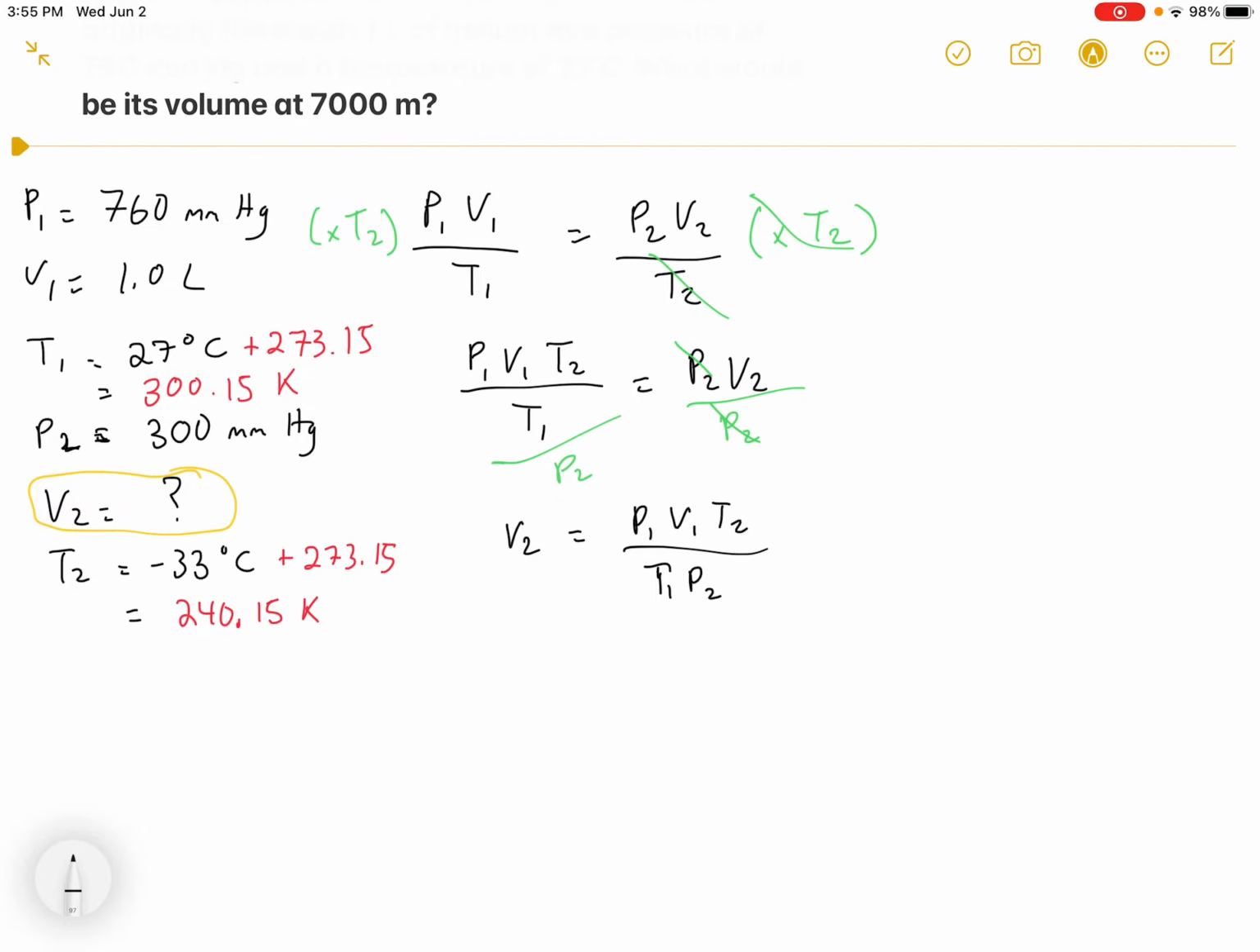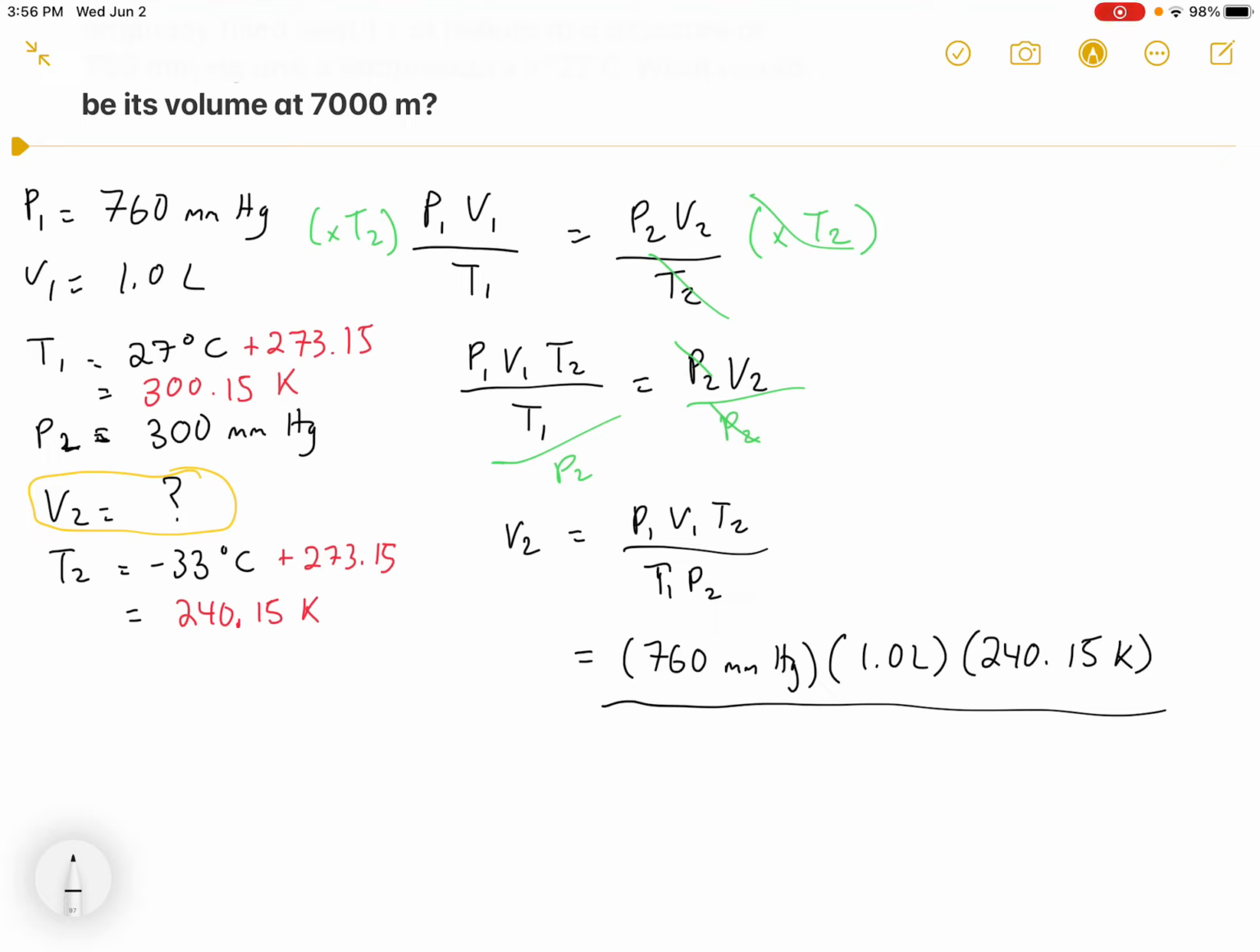So now that we've isolated the variable we want to solve for on its own, we just need to sub in all of our information. So P1 is 760 millimeters of mercury. The initial volume is 1 liter. The final temperature is 240.15 Kelvin, and that's all divided by the initial temperature of 300.15 Kelvin multiplied by the final pressure of 300 millimeters of mercury.